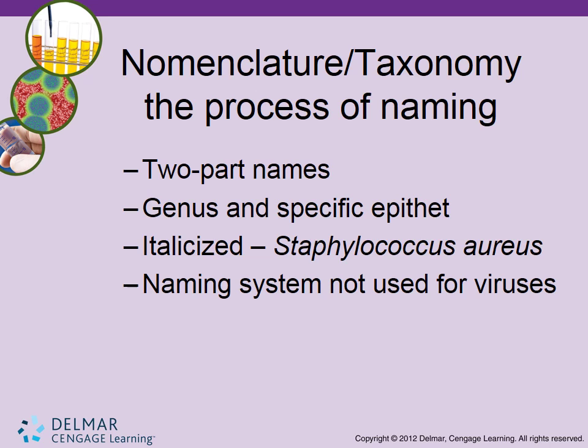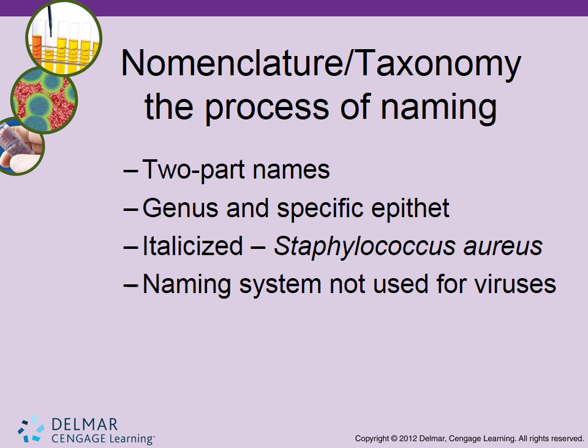Many bacteria have multiple species within their genus. So there's Staphylococcus aureus, there's Staphylococcus epidermidis, there's Staphylococcus saprophyticus. So there are other types or children within that naming. You can kind of think of genus as the parent, and then the species are the children that follow.